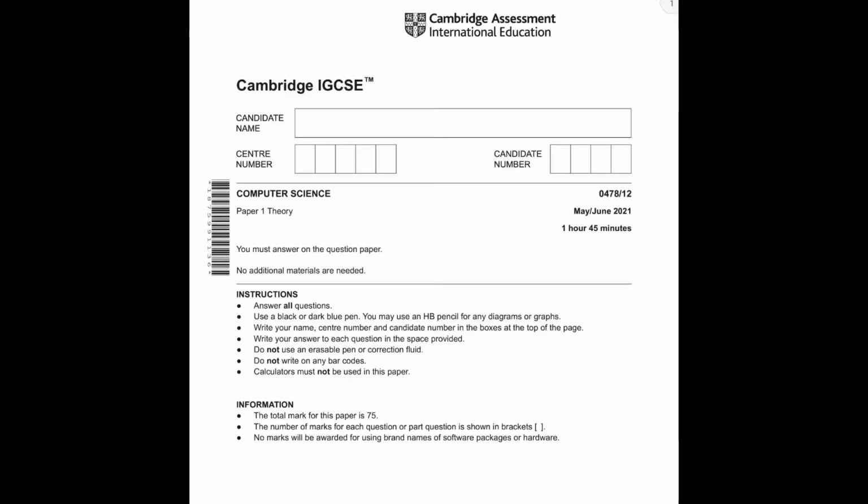Hello guys, today I'm going to do a Cambridge iGCSE Computer Science Paper 1 Theory based on the code 0478/12 May-June 2021 series. It's a 1 hour 45 minutes paper. We have to answer all questions. We have to use a black pen. We have to write the name, center number, candidate number.